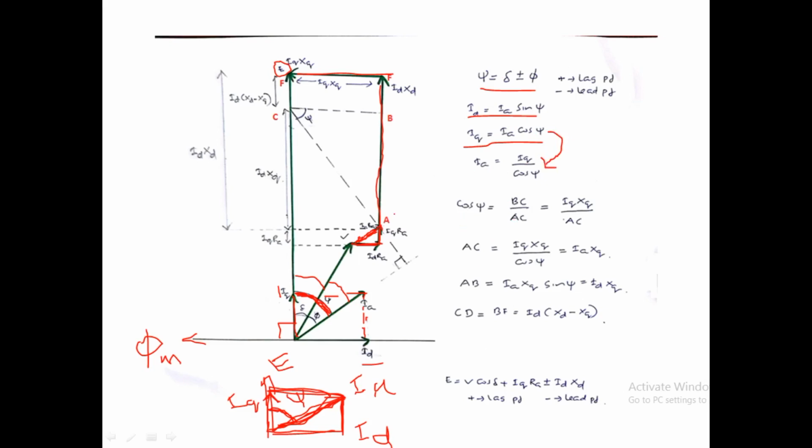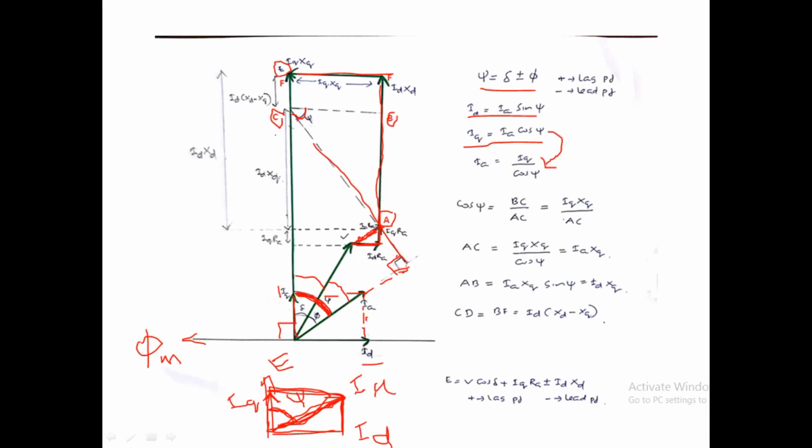Yes. Now cos psi. This angle is psi, and I am extending this line like this, and drawing a line from this point through A, wherever Iq into Ra terminates, that point is A. So through A, I am drawing a straight line like this. Now this angle is psi; since this is 90 degrees, mathematically we can prove this is also psi. So this terminal is A, this terminal is B, and this is C.